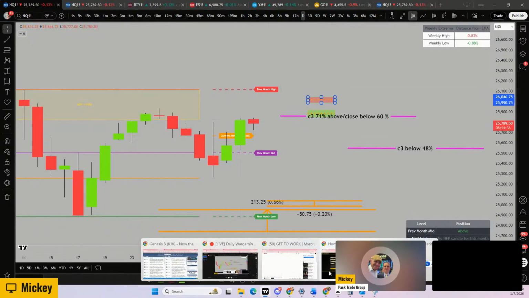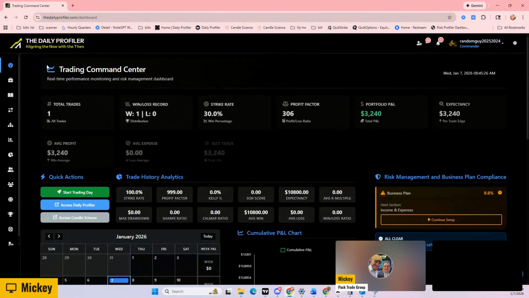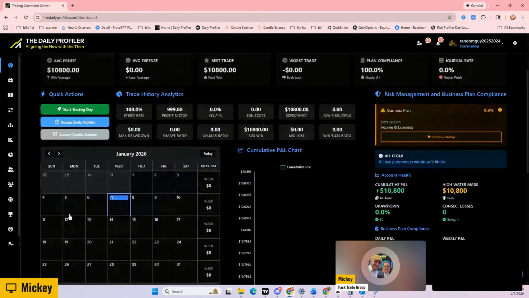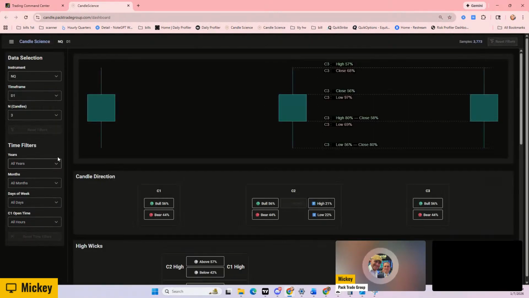So we're going to come over here. We're going to log in. We're going to come to candle science. We're going to put in, make sure that we are on NQ on the daily time frame, and we can do this on any time frame. That's the fun part about it.